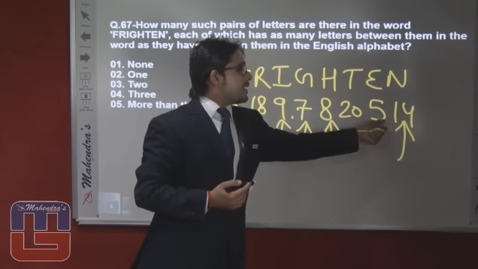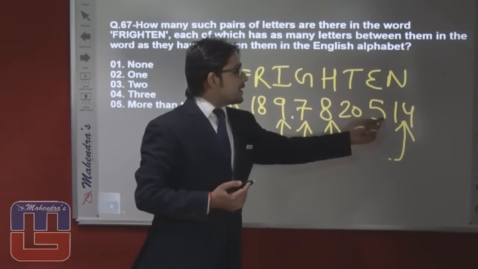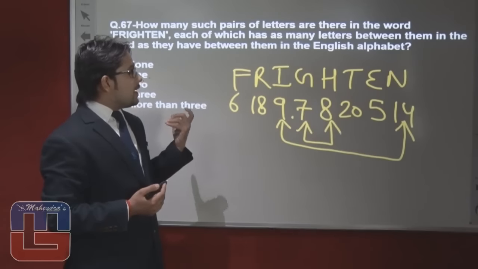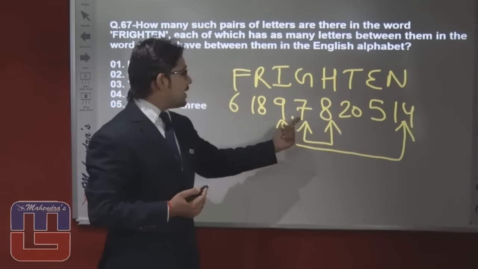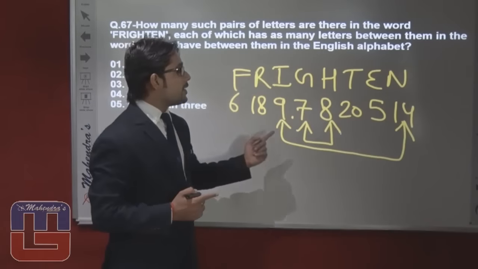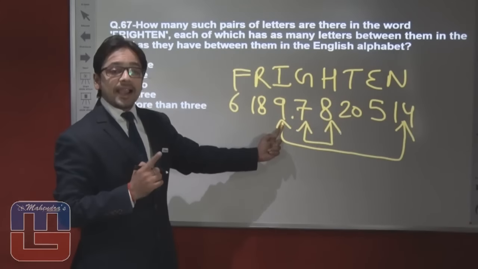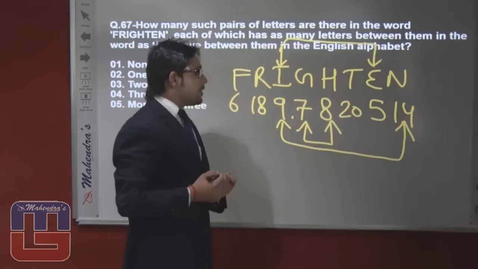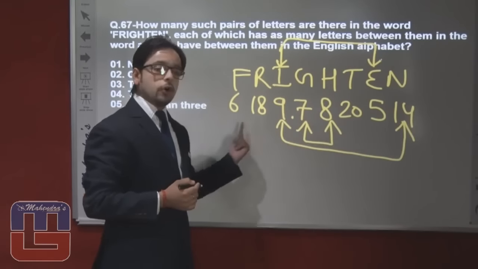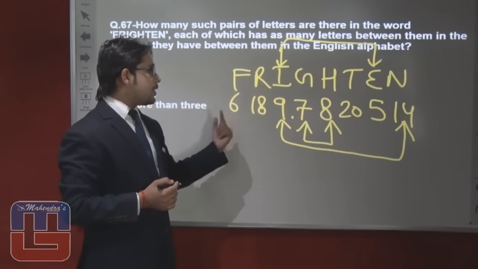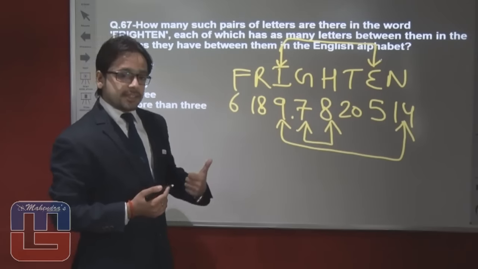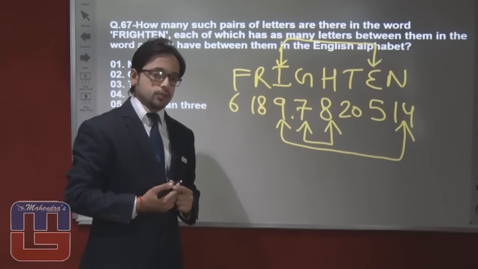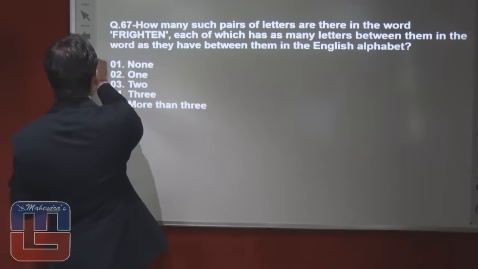Next 7, 8, 9, 10, 11, no pair again. 8, 9, 10, 11, 20, no pair. 5, no pair. Now we have to come backward. 14, 15, 16, 17, 18, 19, 20, 21. No pair will be there. Next 5, 6, 7, 8, 9. Again we find a new pair, that is E to I. Next 20, no pair will be there. 8, no pair. 7, no pair. I, no pair. 18, no pair. After analyzing this, you can see that only 3 pairs are there as per the demand of this question. Let's move on towards the next question.